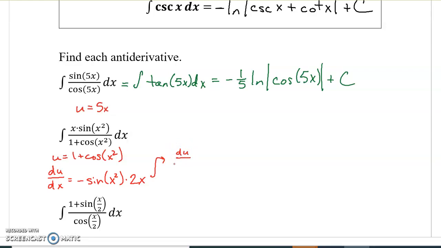Du over negative sine of x squared times 2x is equal to dx, which is pretty nice because that sine of x squared is in the numerator, that x is in the numerator, so that's going to have that canceling that we need so that we don't have any more x's in our integral and we only have the new variable u. So I'll put the x sine x squared. This is not sine squared of x, right? This is a different beast. And I'm going to put the u on the bottom, and then the dx is going to get replaced with a du over negative sine of x squared times 2x.